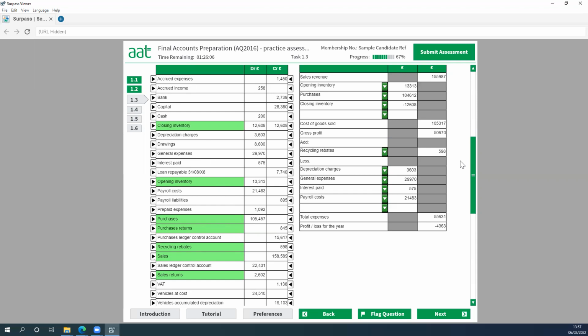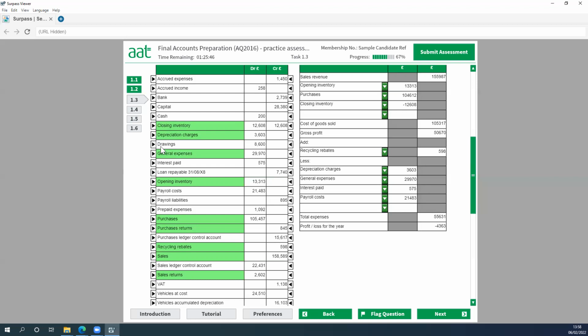And then when it comes to our expenses, we'll go down and I'll do them in order. I'll put them in, as you can see, and I'll put them in order. So let's go down them. First one we've got is depreciation charges. So our depreciation charge for the year is 3,603. We go down again, and then we've got general expenses.